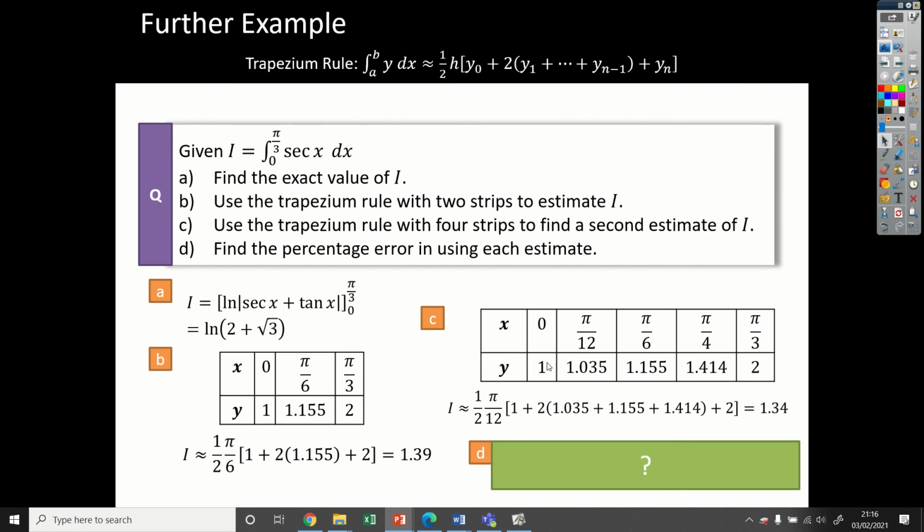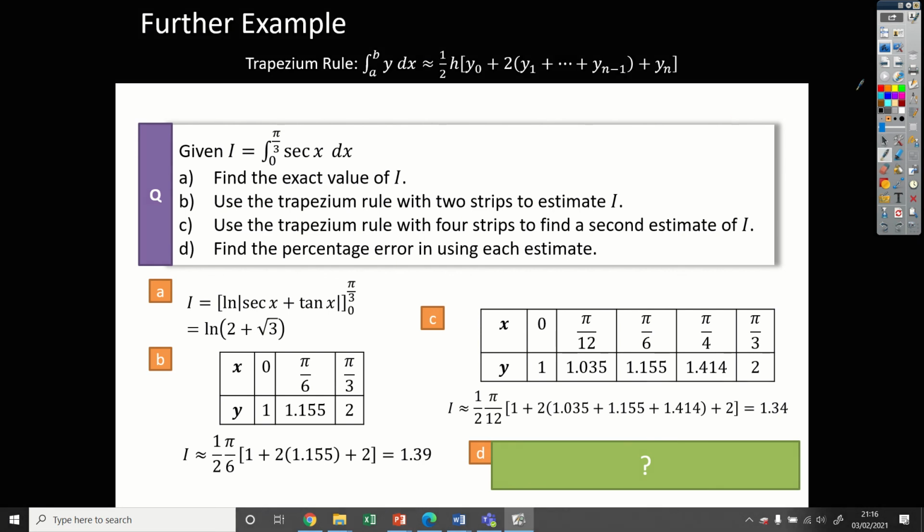Again, using the formula, make sure that you're changing your value of h. That's now changing to pi over 12 for our strip size. Again, first value, 2 times the middle ones. The final one is 2, and then that makes 1.34. So as you increase the strip size, these values are going to converge towards our actual answer of ln of 2 plus root 3. I think it might be worth actually working out what that is to see what value we're approaching. So ln of 2 plus root 3 is about 1.3170. Okay, so these values are kind of honing in on that number there.